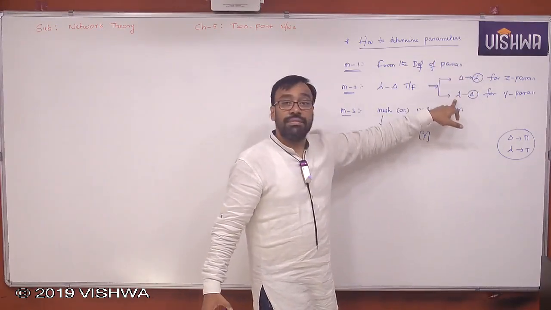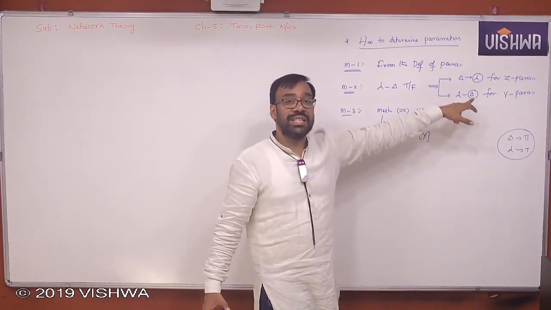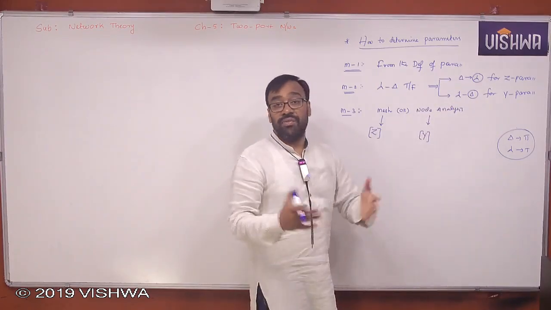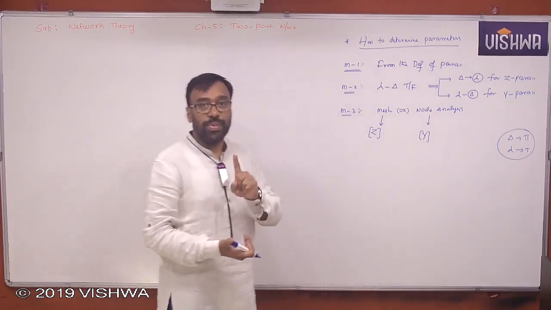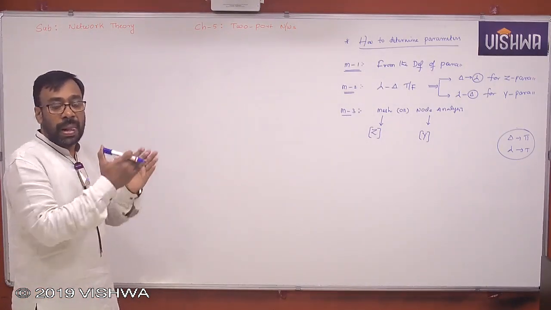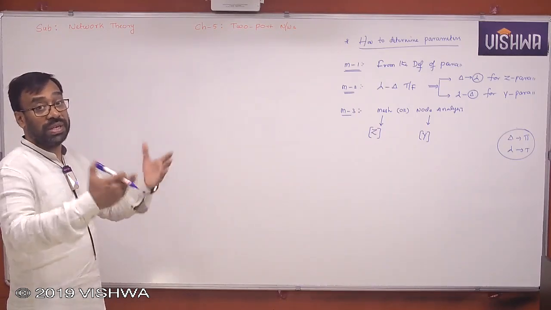If you need Y parameters, then use star to delta transformation. Finally, delta is the result, but delta is nothing but the pi model. So you can easily find Y parameters. I hope you understand this. Okay. So the T model is more comfortable for Z parameters. The pi model is more comfortable for Y parameters. Once you know these parameters, you know how to find the remaining parameters.